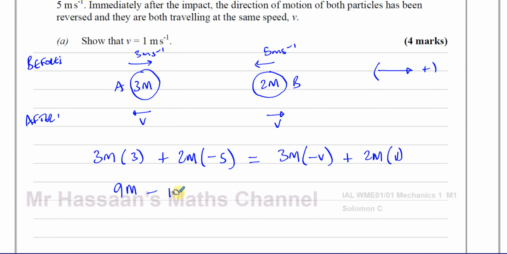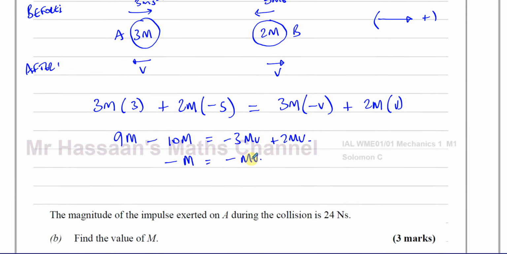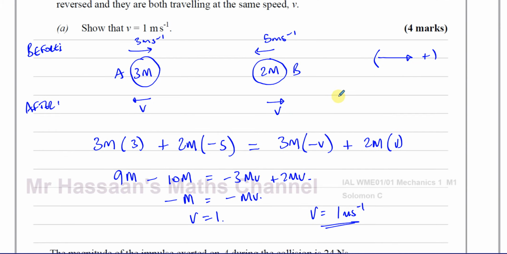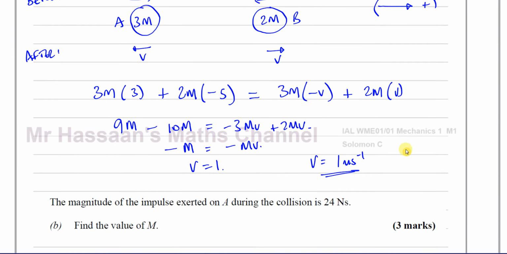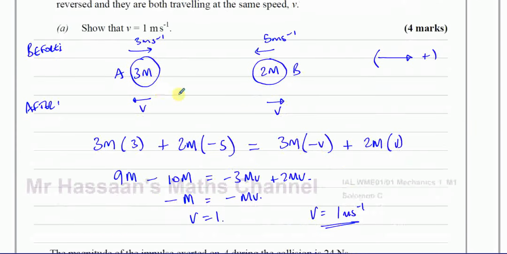minus 10m equals minus 3mv plus 2mv. So that's going to give me minus m equals minus mv. If you divide both sides by m, you end up with v equals 1. So v equals 1 meters per second. And there's the answer to this question. V equals 1 meters per second. And that's number 7, part A. It says show that v equals 1 meters per second, and we've done so.